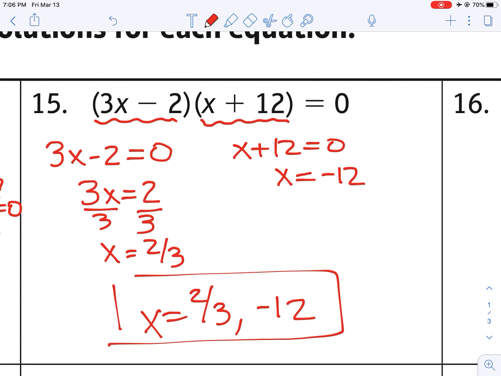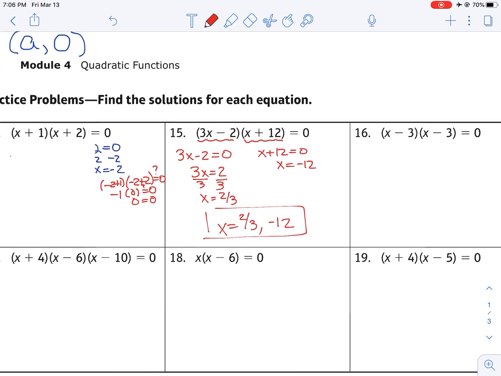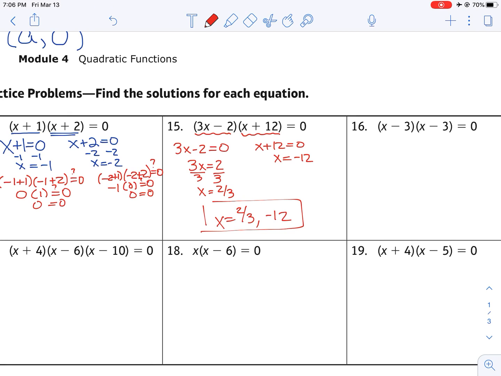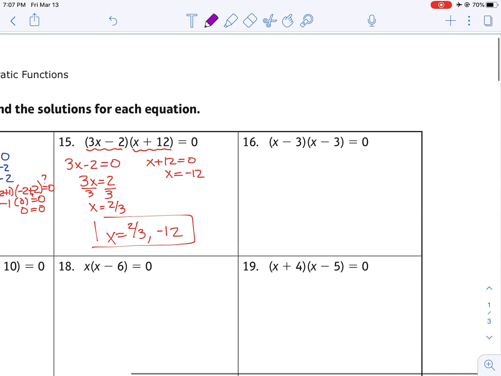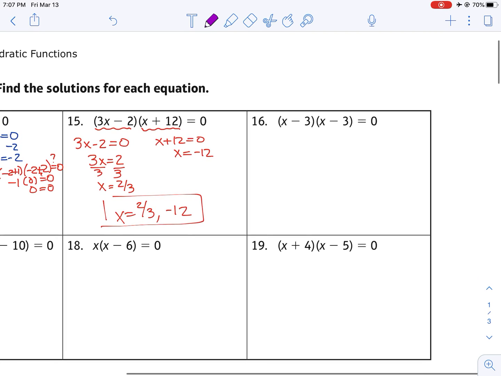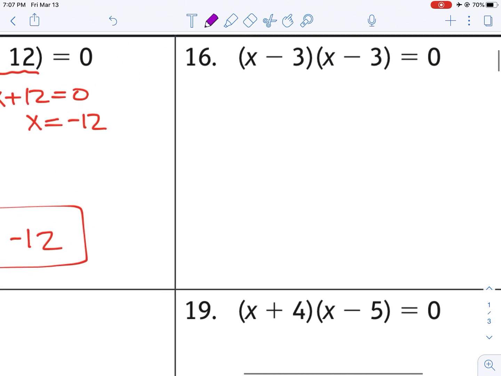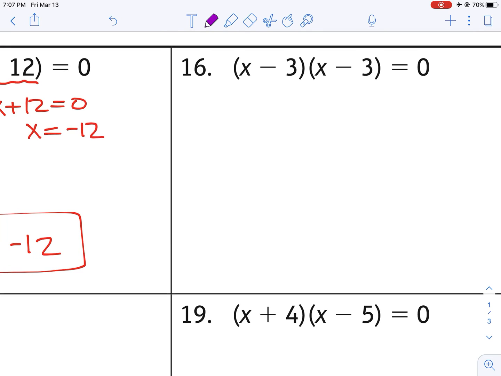Okay, I want you to go ahead and do 16 through 19. Now you should have already done yours and put the answers in. So let's go ahead and look at this. Oh, look at this one. We have the exact same thing. Do I really have to write it 2 times? Well, you can if you want, but I'm not going to. If I add 3 to both sides, I get x equals 3.